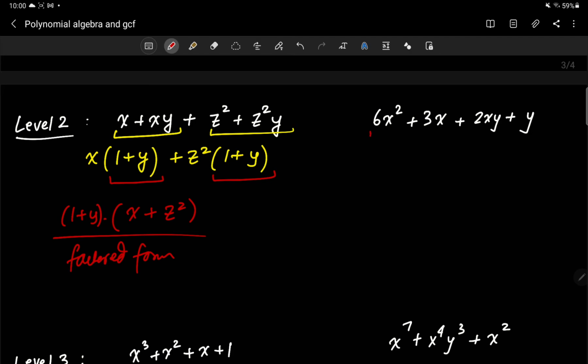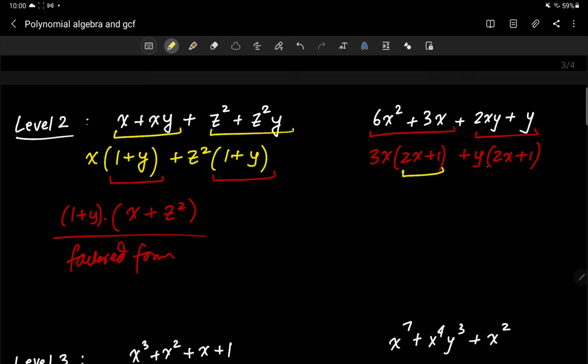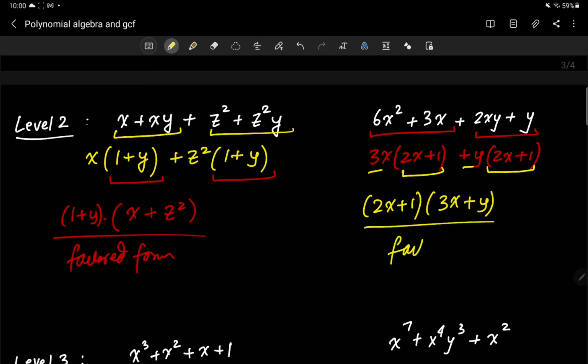Let's do the same thing here. I look at the first two, and I can factor out a 3x to give me (2x plus 1). And the next two, and I factor out a y to get a (2x plus 1). Now when I'm here, I can again factor out all of this, (2x plus 1), to be left with (3x plus y), which is again the factored form. So level 2 would be you have to do the factoring by GCF twice.